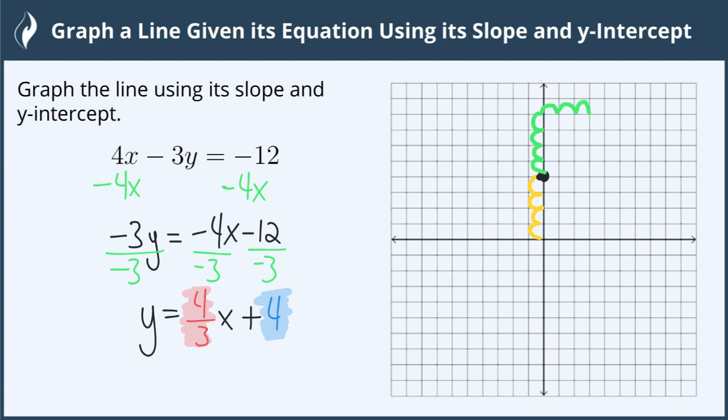2, 3. We now have our second point, and we're going to be able to connect these two dots with our straight line and put it in both directions. And right there is our graph of the line 4x minus 3y equals negative 12.